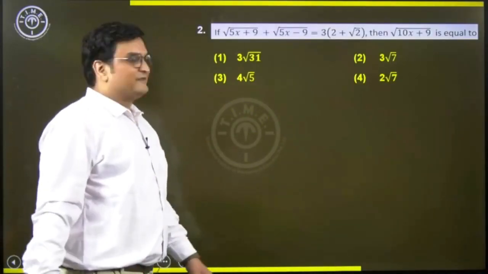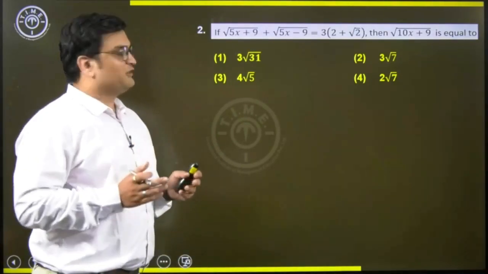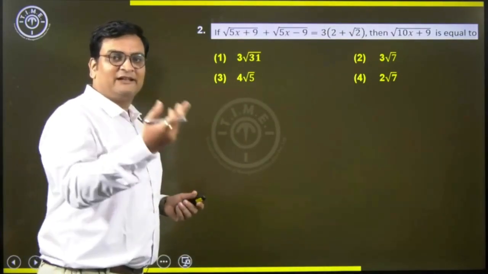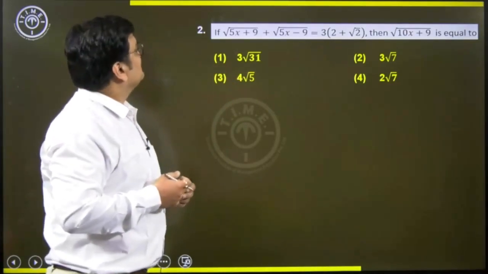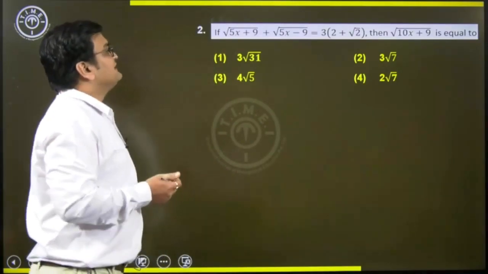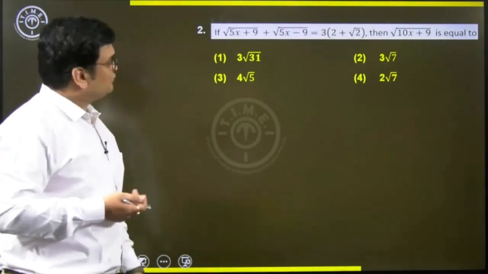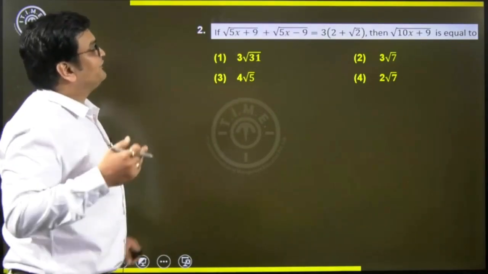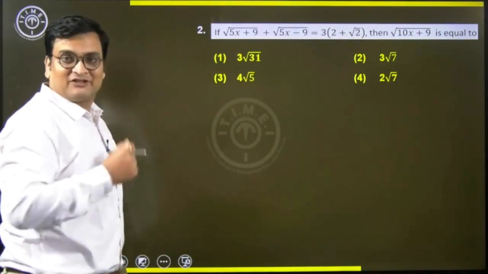Second one, let us go for this. This is also from your algebra part, involving surds and roots. Square root of 5x plus 9 plus square root of 5x minus 9 is equal to 3 into 2 plus root 2. Then, square root of 10x plus 9 is how much?